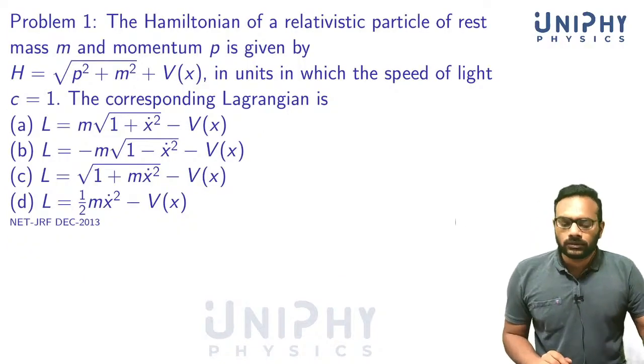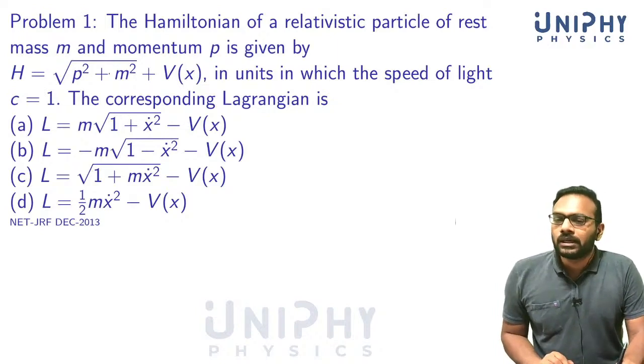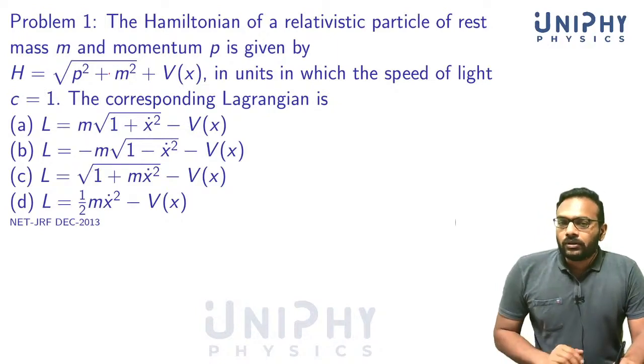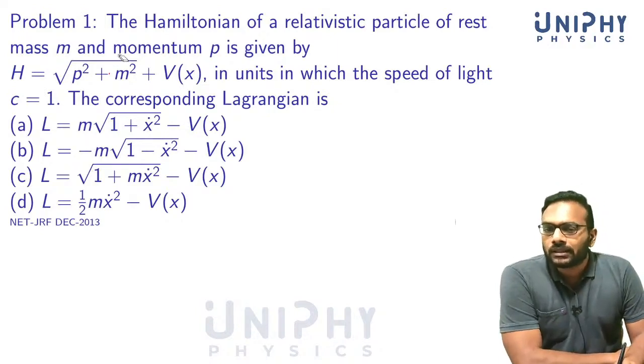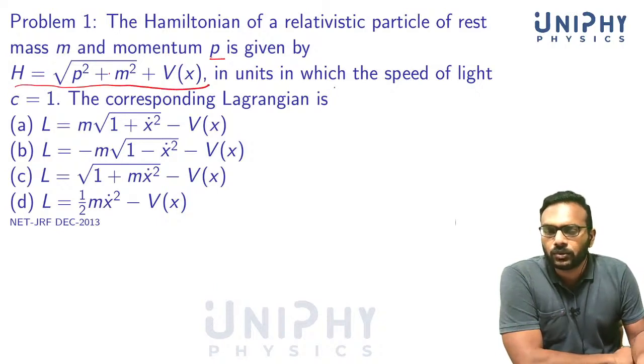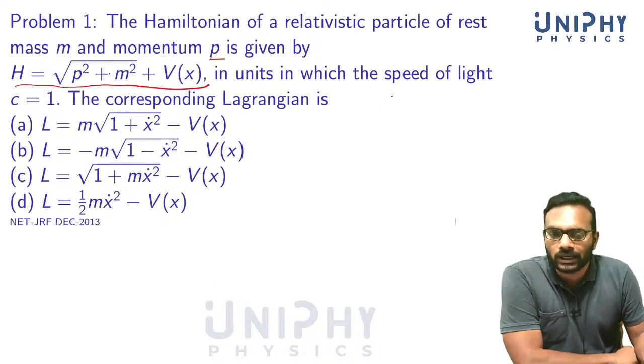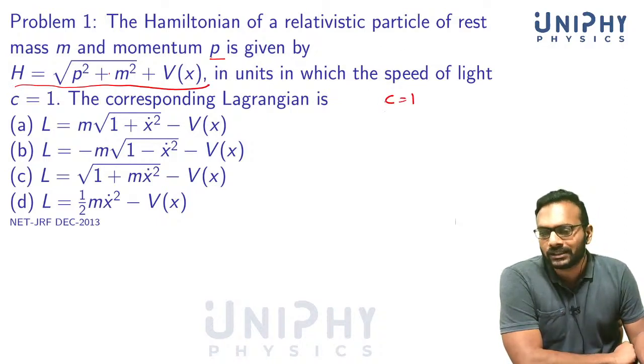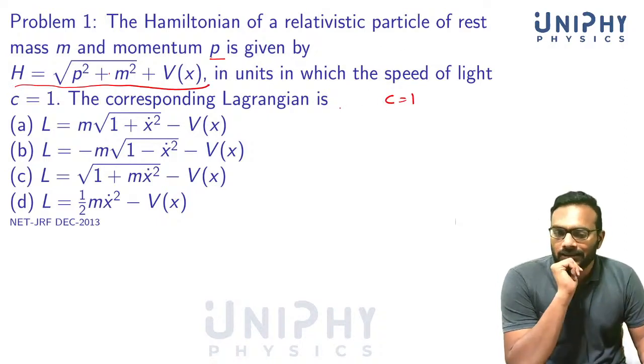So here is the problem. The Hamiltonian of a relativistic particle of mass m and momentum p is given by this expression, in units in which the speed of light is 1. So we have taken the unit where the speed of light is 1. The corresponding Lagrangian is?